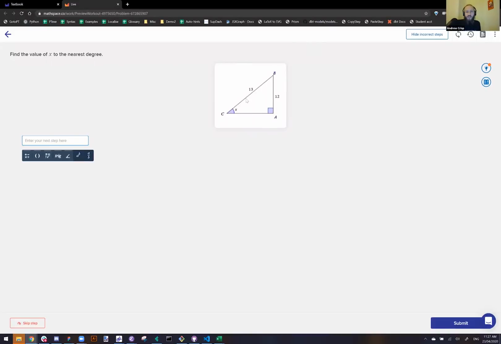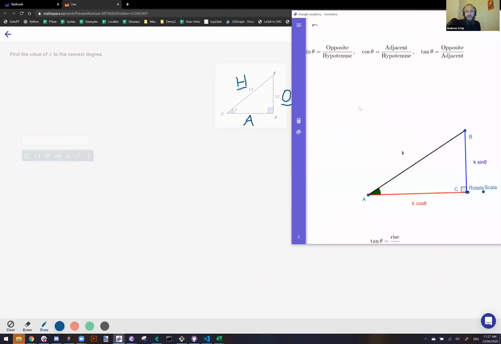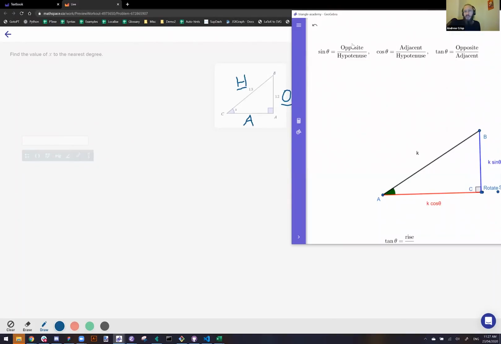So in this question here, I now have some different sides. If I were to label each of these sides, this is the adjacent side. This is x, the thing I want to find. This is the opposite side. And this is the hypotenuse over here. So I can now see what I need: the opposite and the hypotenuse. Which ratio has opposite and hypotenuse? Sine does.